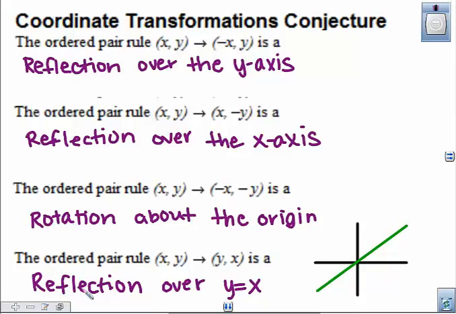And really we should add to this rule the rotation about the origin. This is a 180-degree rotation for that rule. Okay?